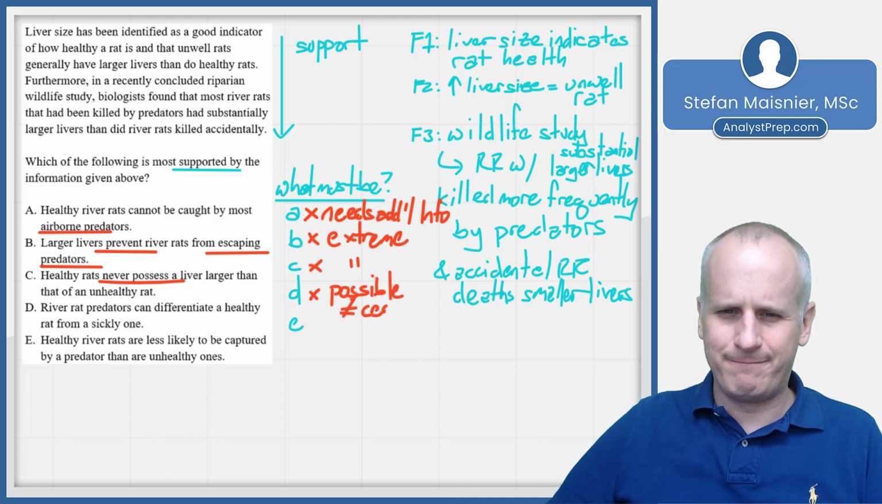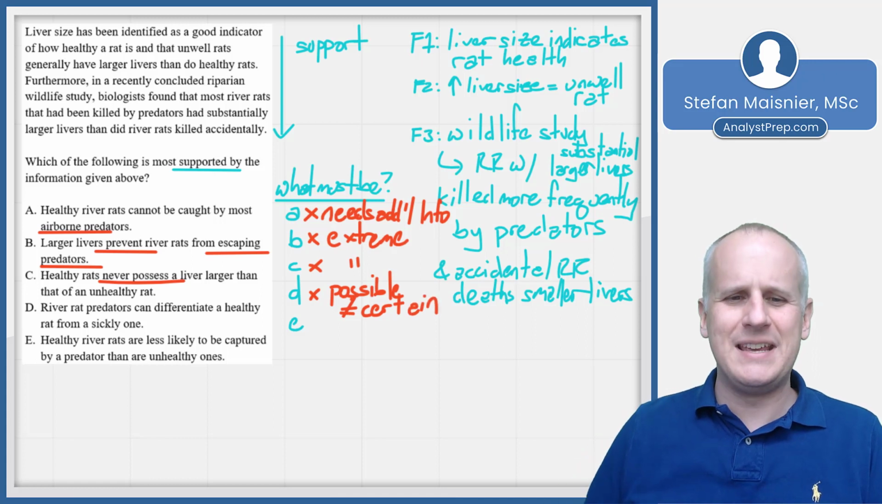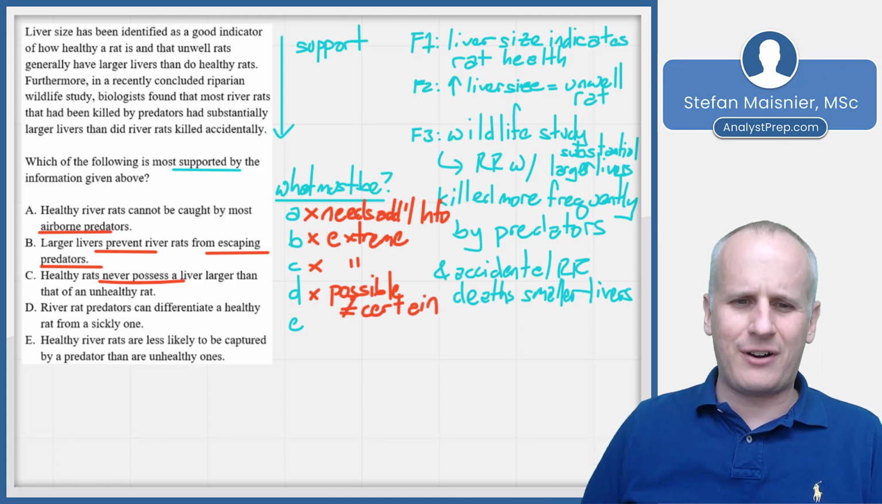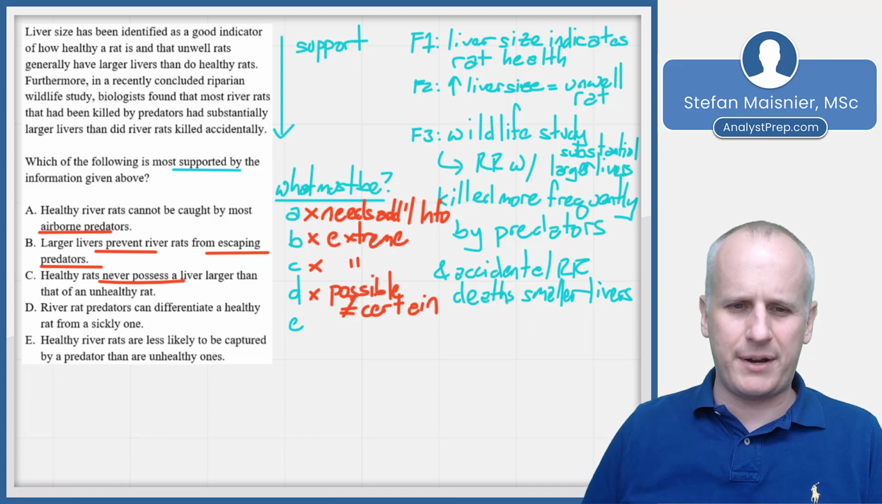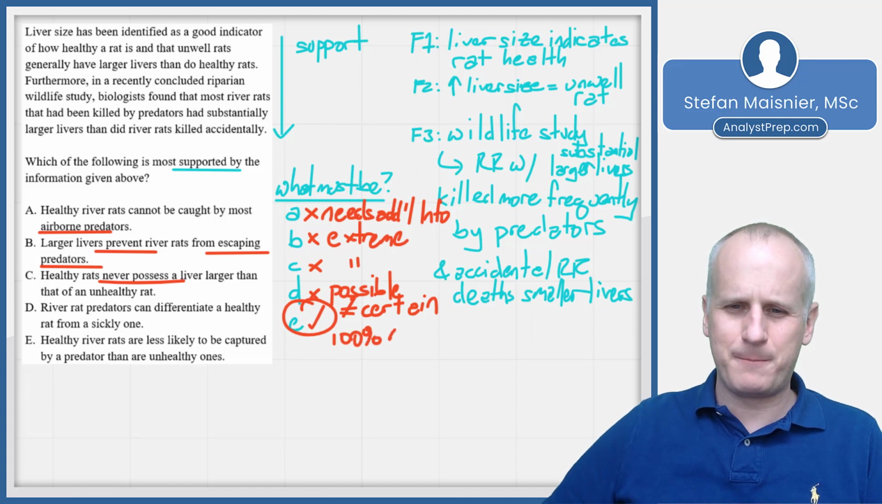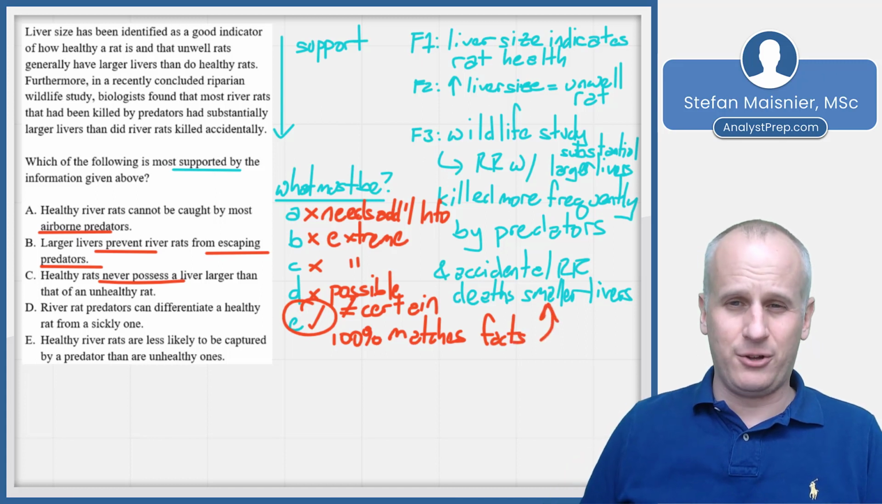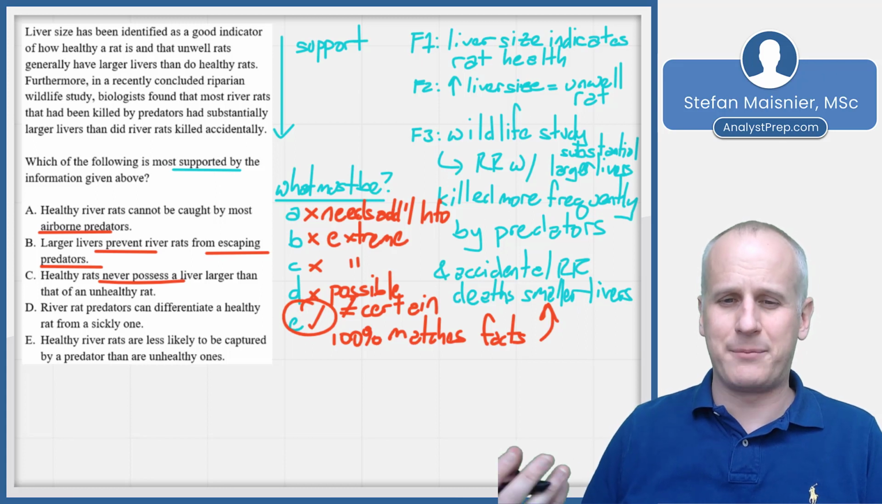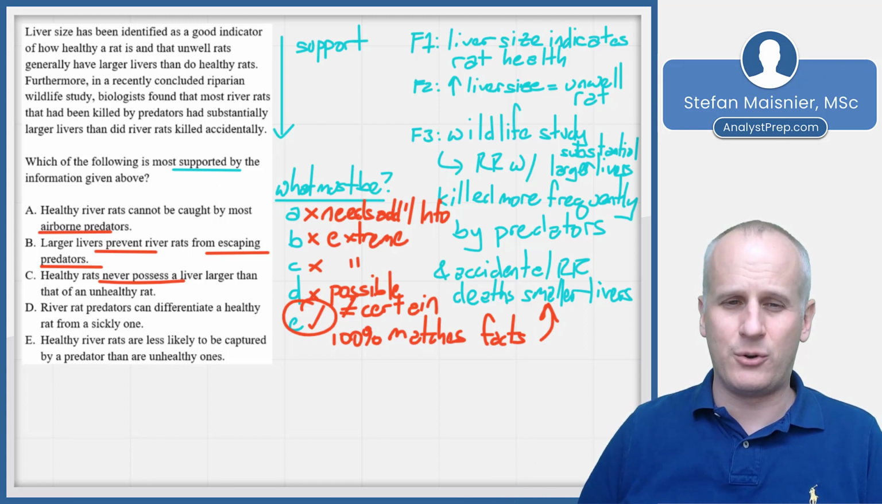Whereas choice E, healthy river rats are less likely to be captured by a predator than are unhealthy ones. And that is 100% what is stated and matches our facts. That the larger livers get killed more frequently, and so healthy river rats are less likely to be captured. And choice E is basically the flip side of the coin. Be careful, make sure you check everything.